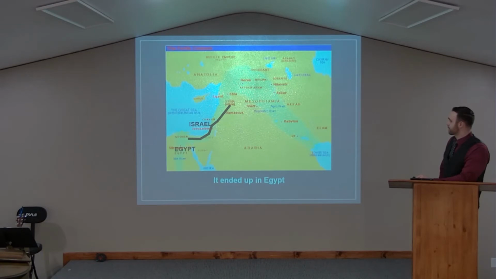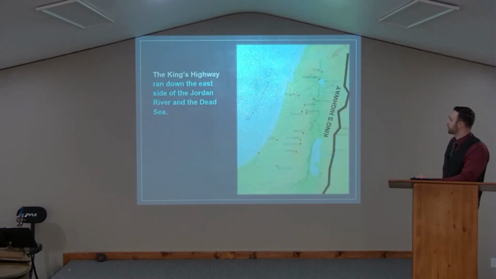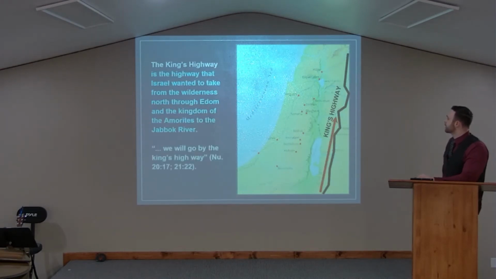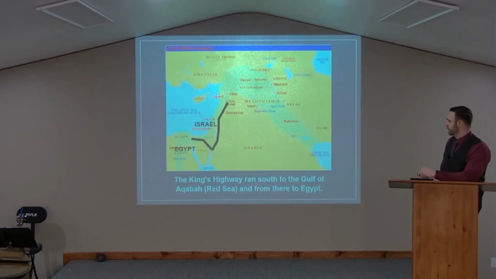Main travel route. The King's Highway ran down the east side over here on the other side of the nation of Israel and on the other side of the Dead Sea. This is the road that Israel actually wanted to take from the wilderness north through Edom and the kingdom of the Amorites to the Jabbok River. And it says that right in Numbers. That's exactly where they were going to go. And so the King's Highway runs all the way again to Egypt.